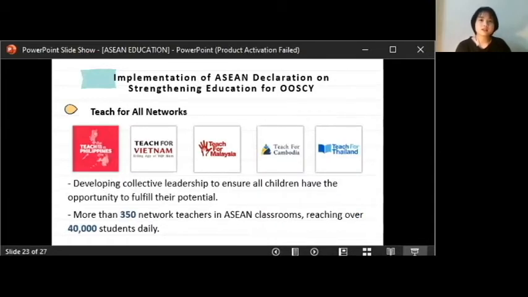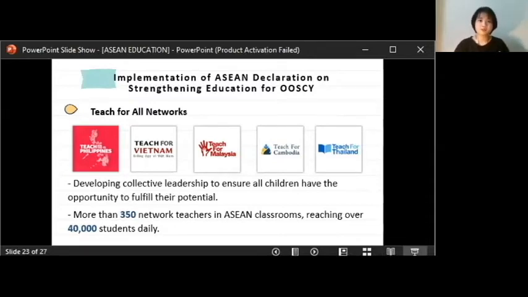Teach4 Network is a global network with the aim to develop collective leadership in classrooms and communities around the world to ensure all children have the opportunity to fulfill their potential. There are more than 350 network teachers in ASEAN classrooms, reaching over 40,000 students daily. There are 5 network partners in ASEAN countries of Teach4 Network: Teach4 Philippines, Teach4 Vietnam, Teach4 Malaysia, Teach4 Cambodia, and Teach4 Thailand.